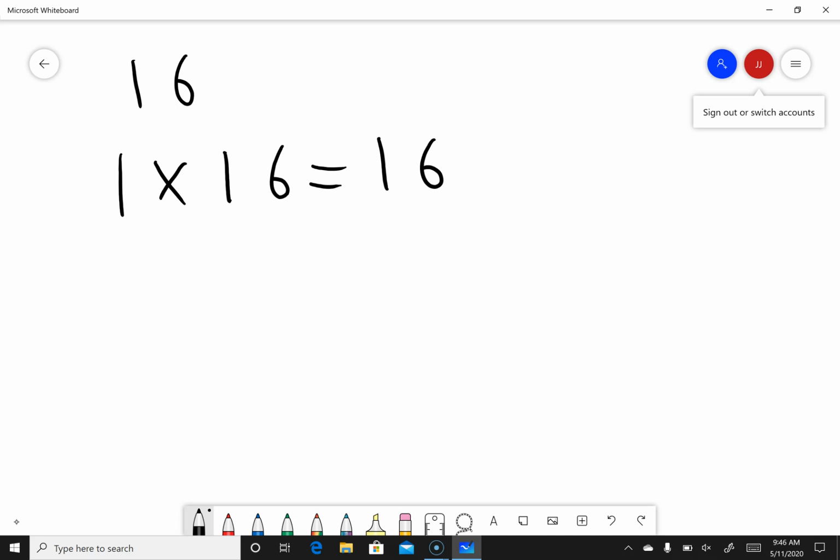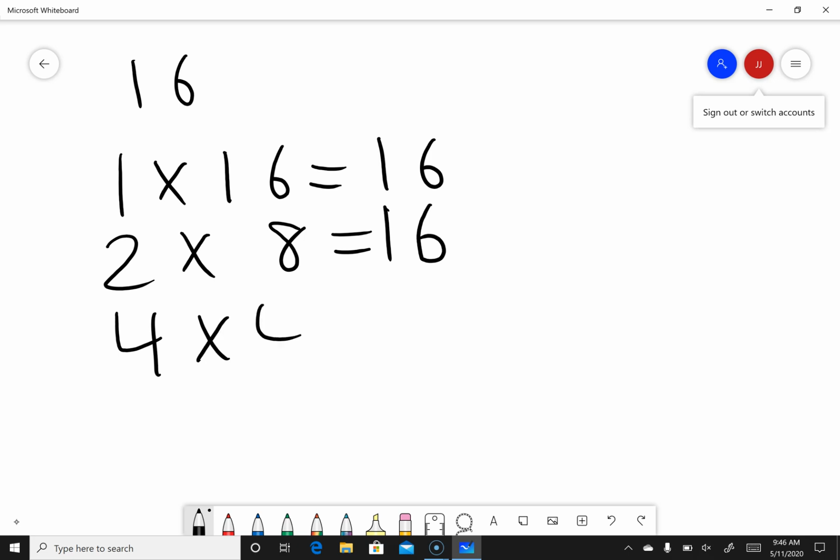What else? Let's think here. How about 2 times 8? 2 times 8 equals 16. So 2 and 8 are factors of 16. Okay. What else do we have? How about 4 times 4? 4 times 4 equals 16. So 4 and 4 are factors of 16. Okay, I think that's all.